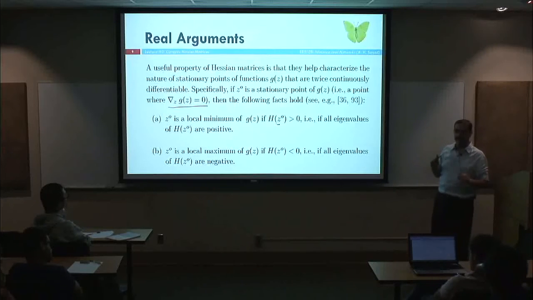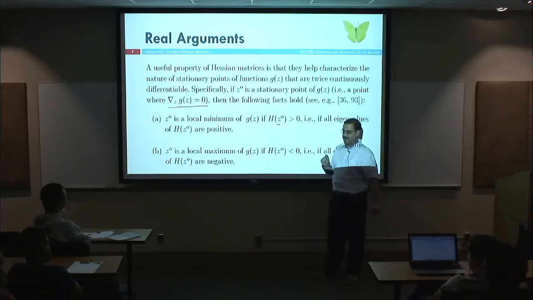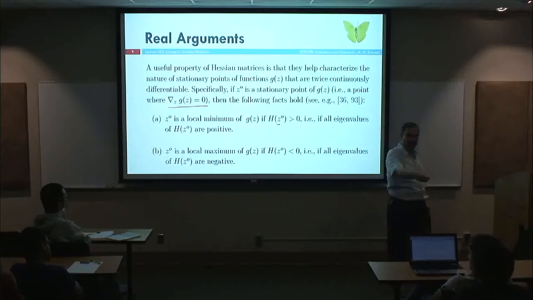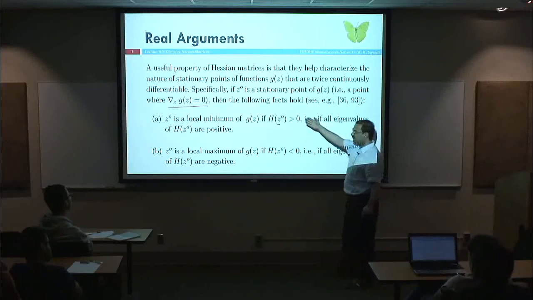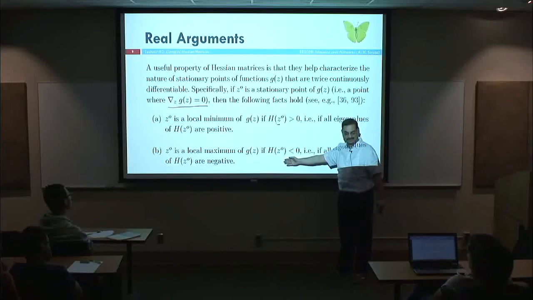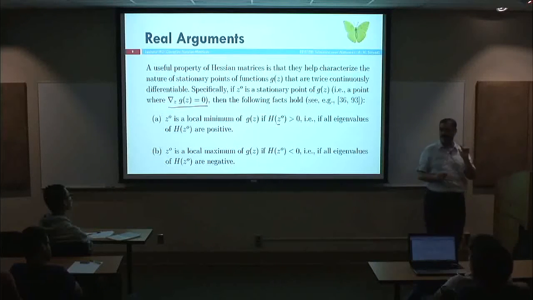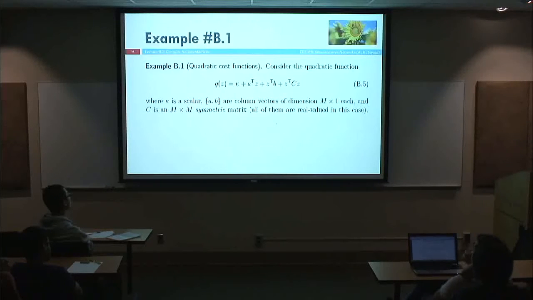You look at the Hessian matrix. If the Hessian matrix is positive definite at that point, then it's a local minimum. If it is negative definite at that point, meaning all eigenvalues are positive here, all eigenvalues are negative, then it is a local maximum, right? So this is one useful property of the Hessian, which we will be using later because we will be minimizing cost functions all the time in this course, okay? So that's why Hessian matrices are useful.